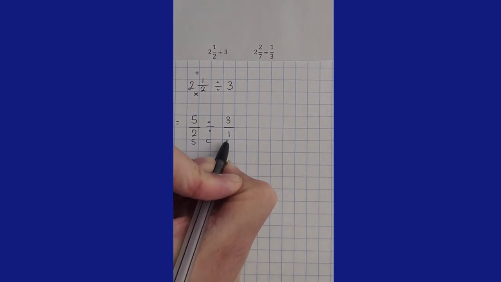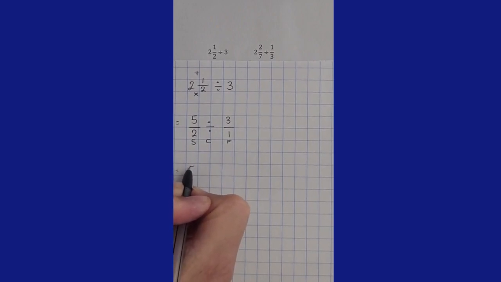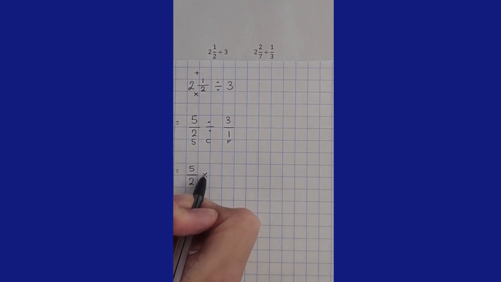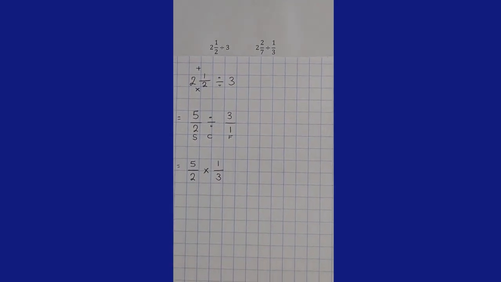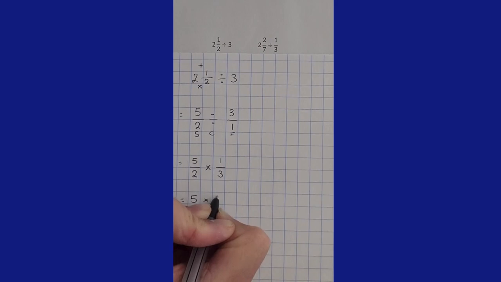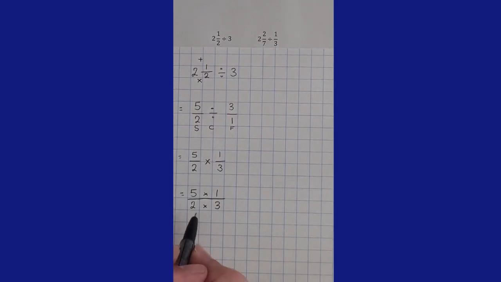Same, change, flip, which means I've got a nice fraction I don't need to change. So it's going to stay as 5/2. I've got a division, which I know I now need to turn into a multiplication. And I've got 3/1, which I know I need to turn into 1/3 because I need to flip it. Now I can go, well, numerator is 5 multiplied by 1, and denominator is 2 multiplied by 3. And 5 times 1, well, I'm pretty sure that's 5. And then 2 times 3 is 6.